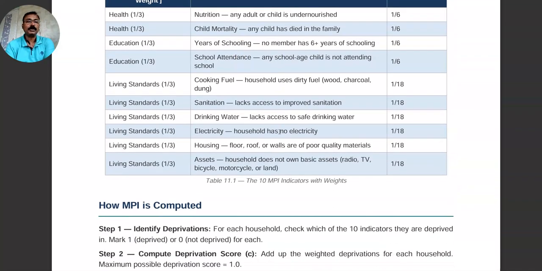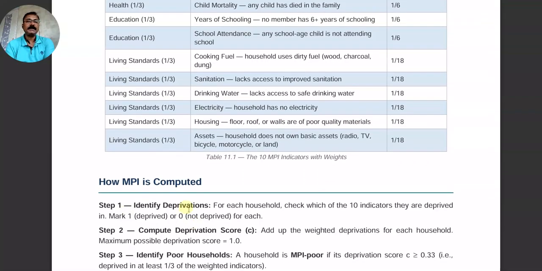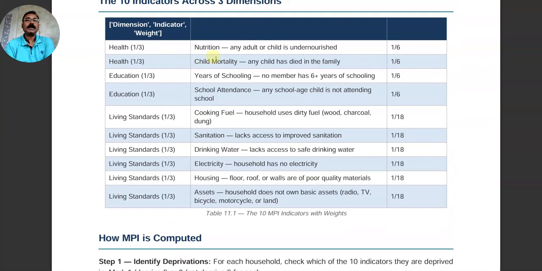Now, how to compute the MPI? There are 3 steps. First, identify deprivation. The indicators are nutrition, but how can we measure it in the questionnaire? We have to write that under nutrition, any adult or child is undernourished. Undernourished may be measured through underweight or the BMI index, or any other standard measure to measure undernourishment.